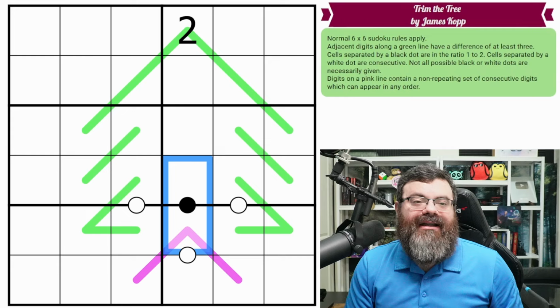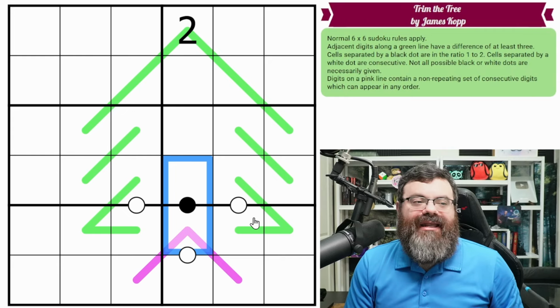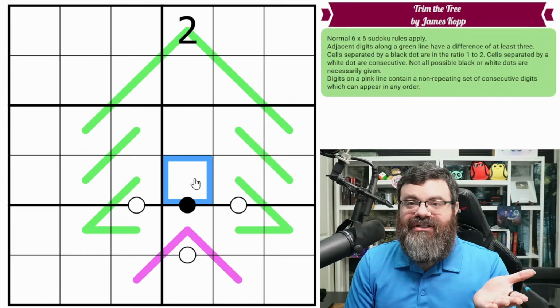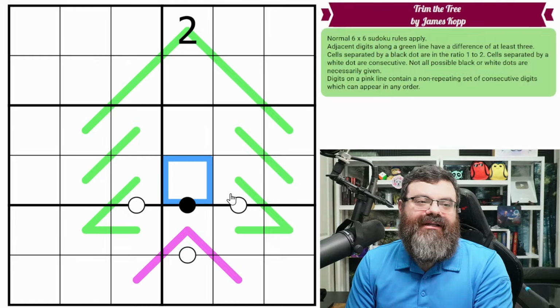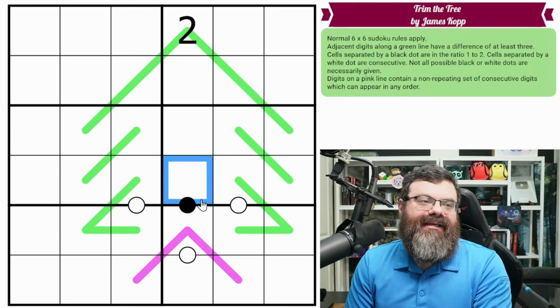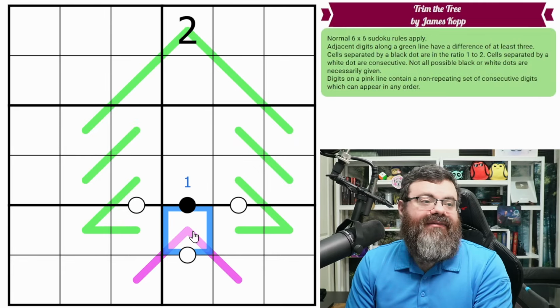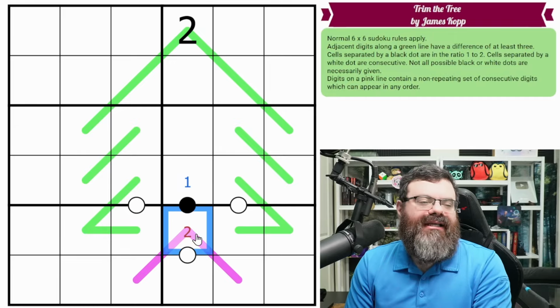Looking at a black dot, especially in a 6x6, is very powerful. Here's a really nice way to think about black dots and what pairs can go on it. One of the digits will be smaller than the other digit. Let's just say, without loss of generality, that this top one is the smaller digit. What can that digit be? In general, if we ignore this 2, the small digit could be a 1, and we double it to a 2 to get the large digit.